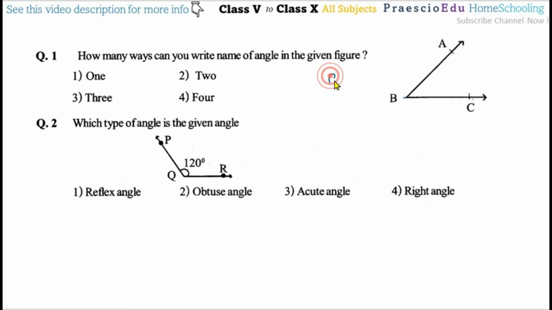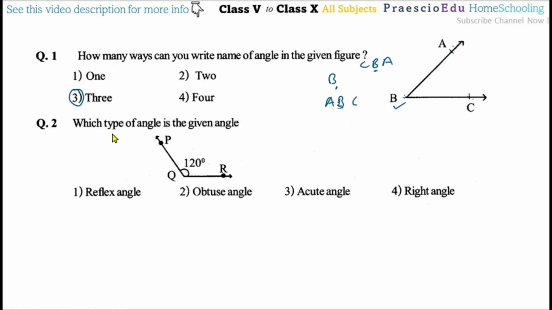Okay, only angle B. Then angle ABC, or CBA also we can say. But every time, B means the vertex of the angle, so it should be in the middle. We are measuring like this or like this, or simply we can say angle B also. So these are the total three ways we can write that, and that is given in option number 3.